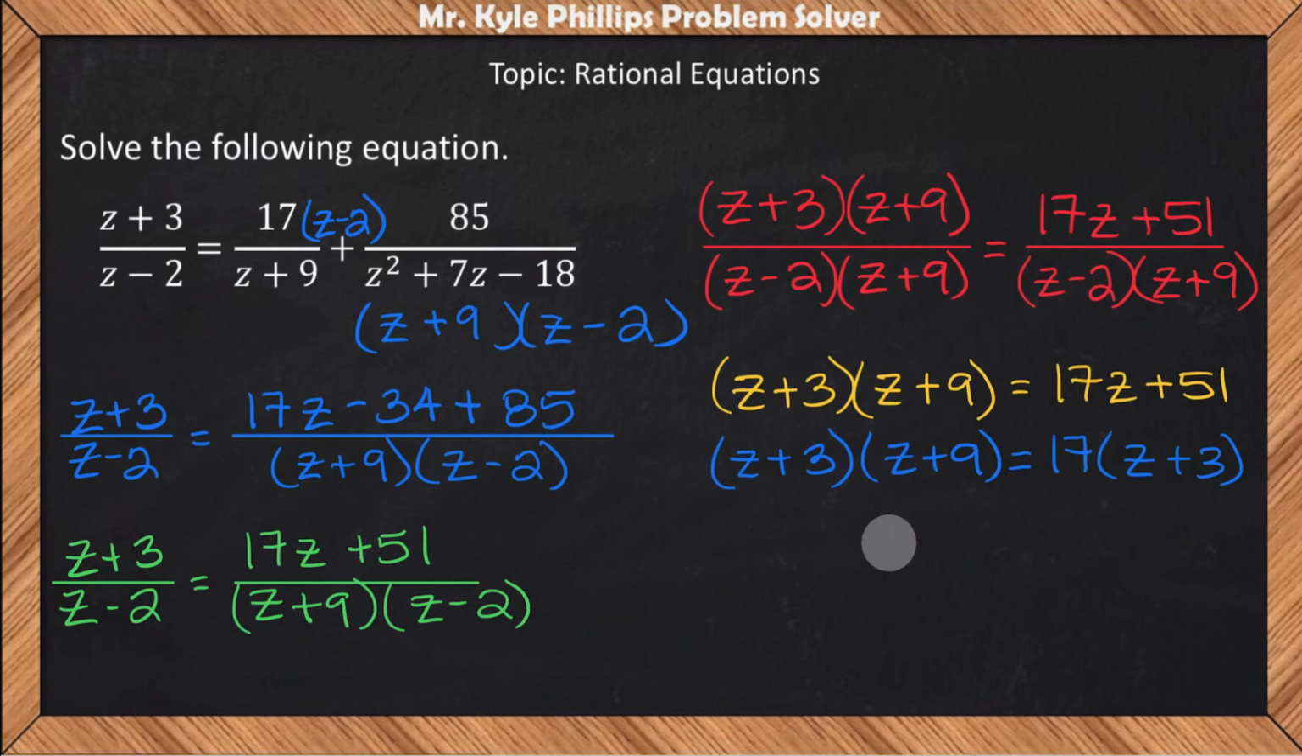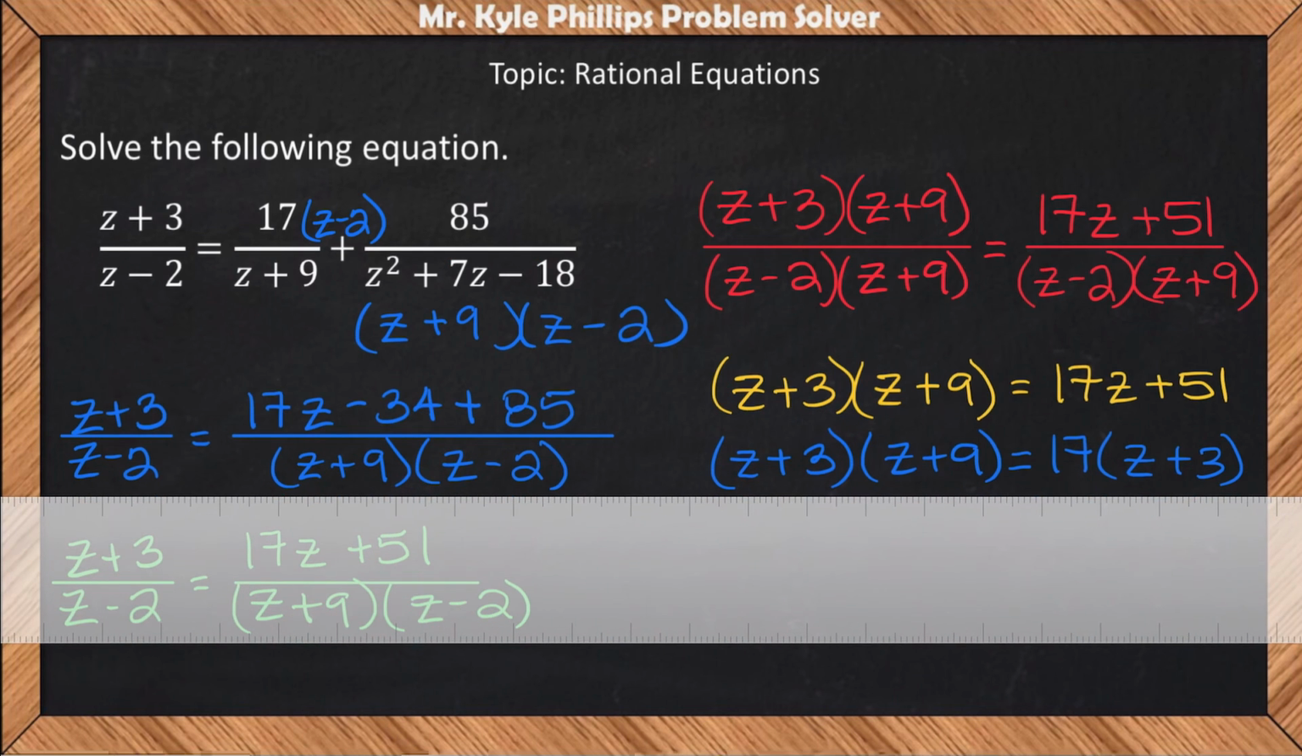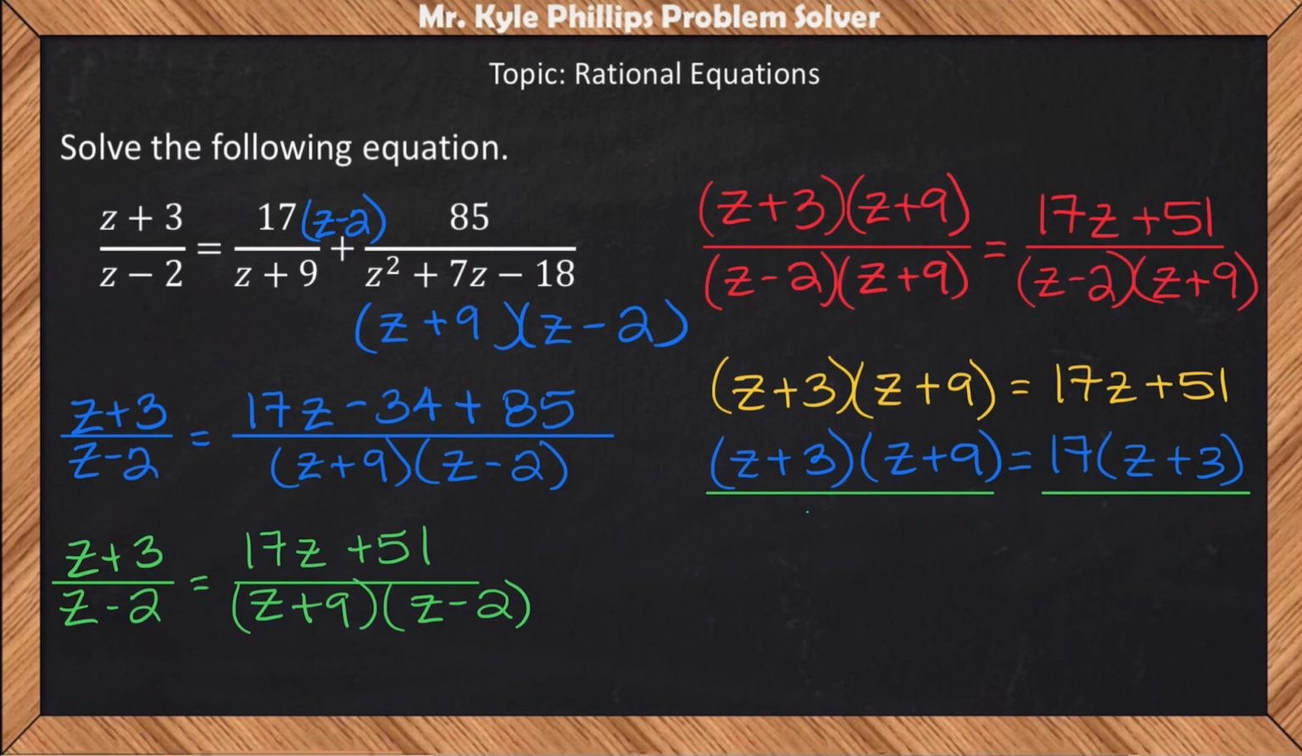Now what I'm trying to do is get z by itself, but I have two binomials that are the same on each side. So let's say if I were to divide each side by z plus 3. So if I divide it by z plus 3 on the left, and I divide it by z plus 3 on the right, these would cancel. So now I'm left with z plus 9 equals 17. Well, now I can just subtract 9 from both sides, and I get 8. And that's going to be my solution here.